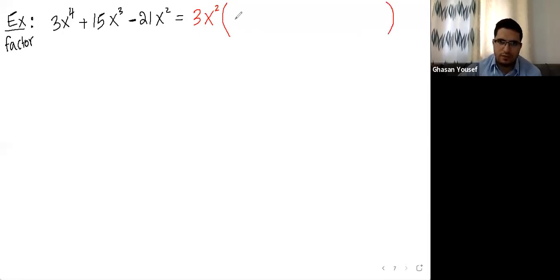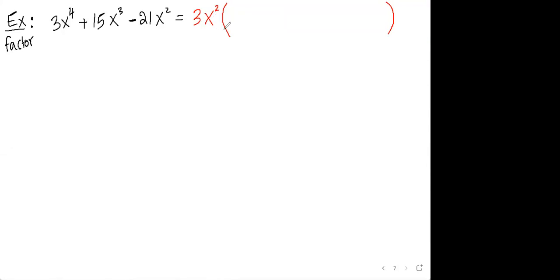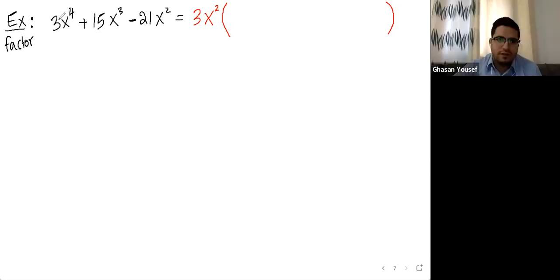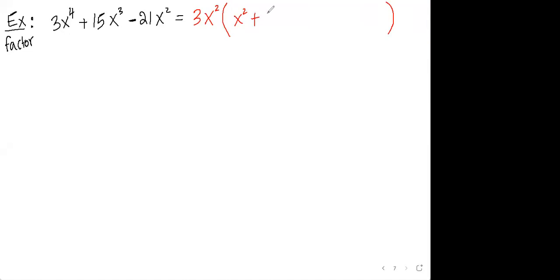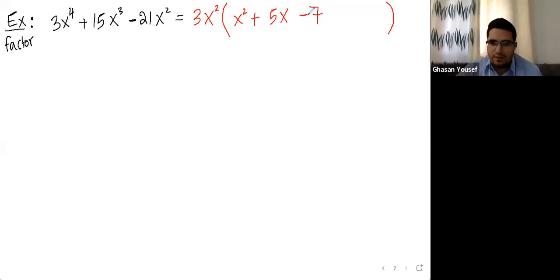Now what's left from the first term? This is the common factor. Yeah, 4x squared for the first term here, x squared, right? Yes. Left. Okay. For the second one, 5x, yes. And the minus 7, this is correct. So x squared plus 5x minus 7.